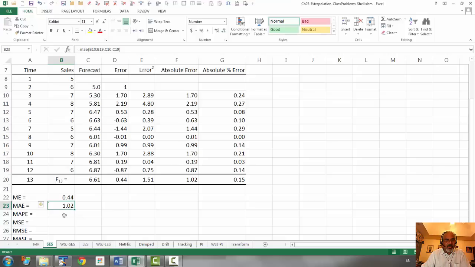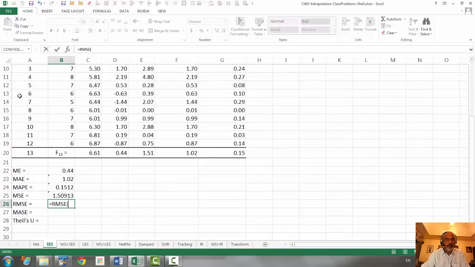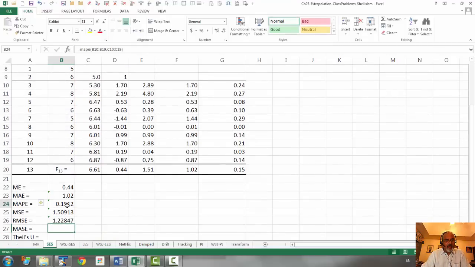And then MAPE is MAPE, again the actual sales and the forecast. MSE, again the same, actual sales and the corresponding forecast. Or RMSE, root mean square. You can take the square root of MSE also. You don't have to use this function. Now MAPE is a percentage, so let's make that into a percentage. Let's reduce the number of decimal places here.